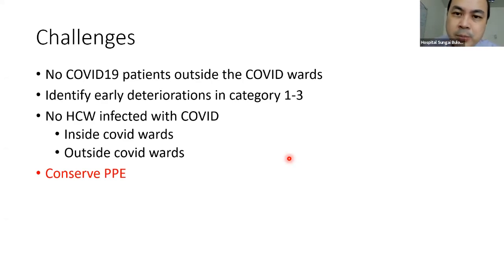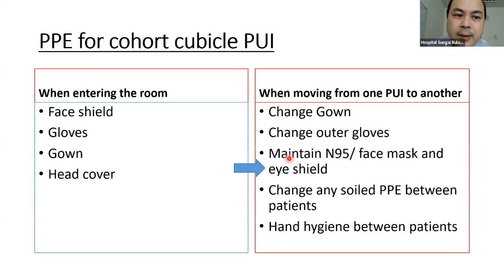I won't be mentioning much about what type of PPEs you need to wear because you have your own local guidelines where you are. But what we do want to say is that if you are taking care of people with PUIs, patients under investigation, you need your face shield, you need the gloves, you need gown, you need head cover together with your mask, of course, when you are entering the room.